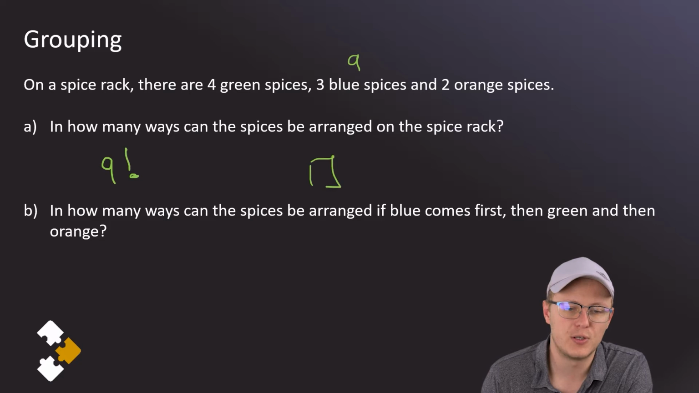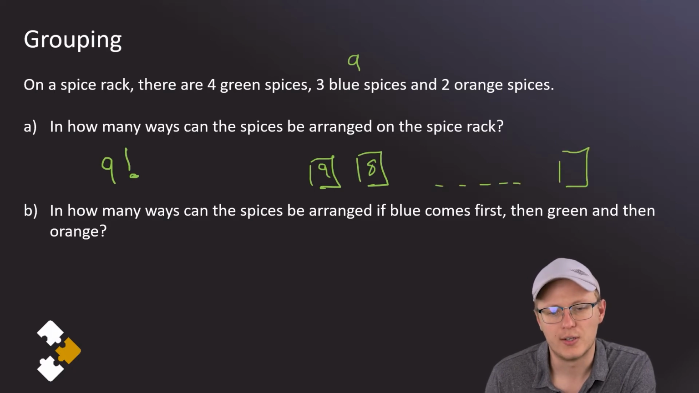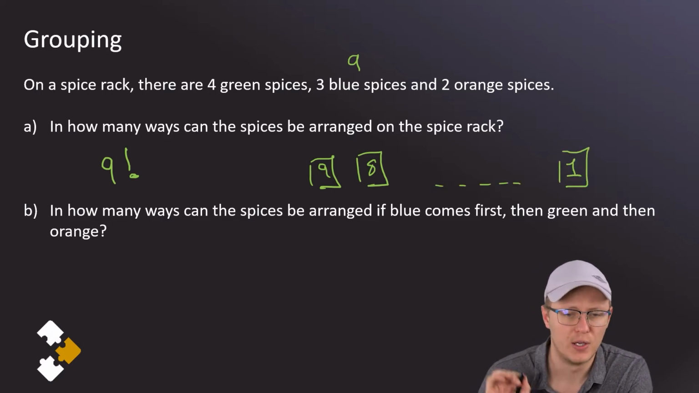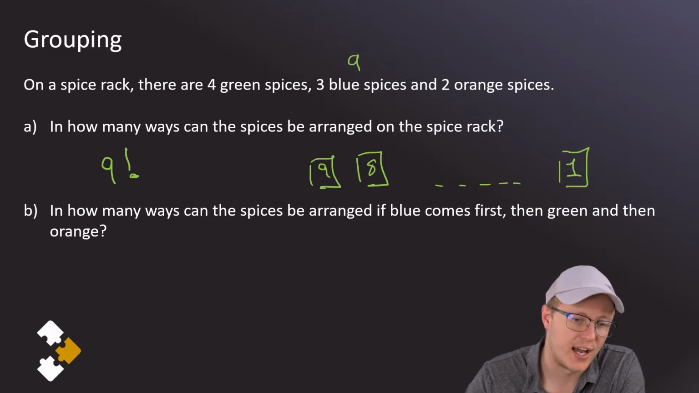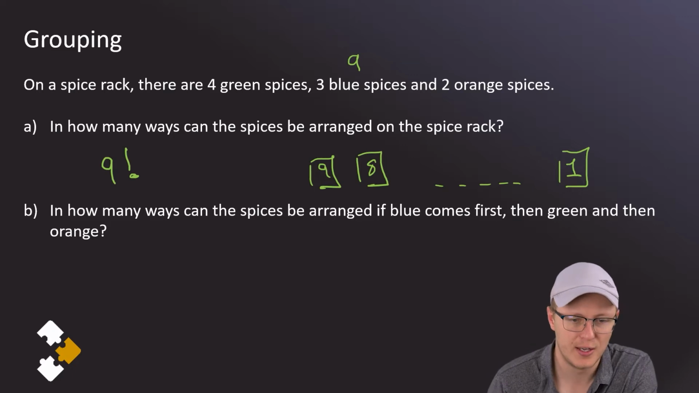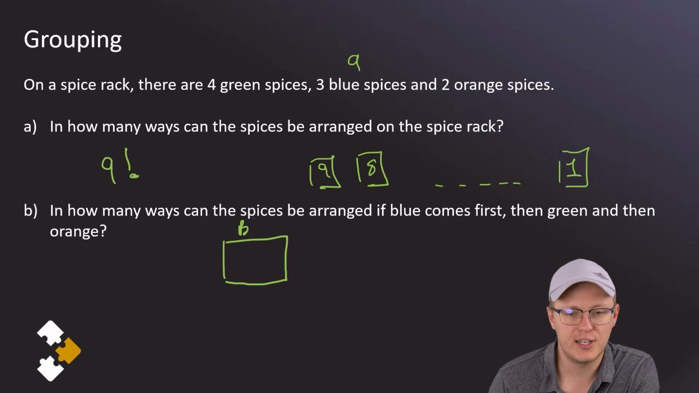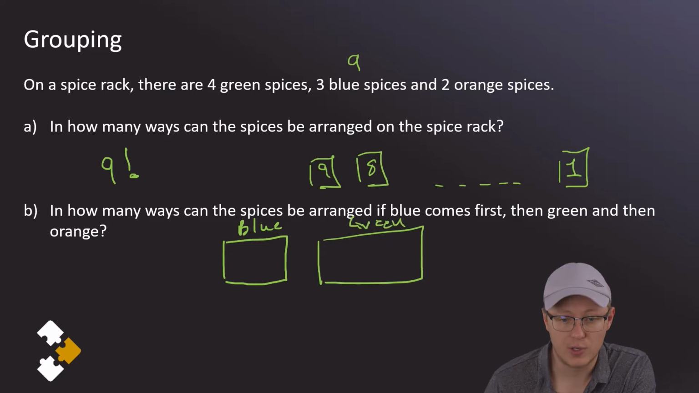Again, because the first position can be occupied by 9 things, then the second position by 8 things, and that goes on and on and on until we just have the one thing to choose from to put on at the end. Then it asks, in how many ways can the spices be arranged if blue comes first, then green, and then orange? Okay, so now we've been told that we have a certain grouping. So we first have blue, then we've got green, and then we've got the orange at the end.